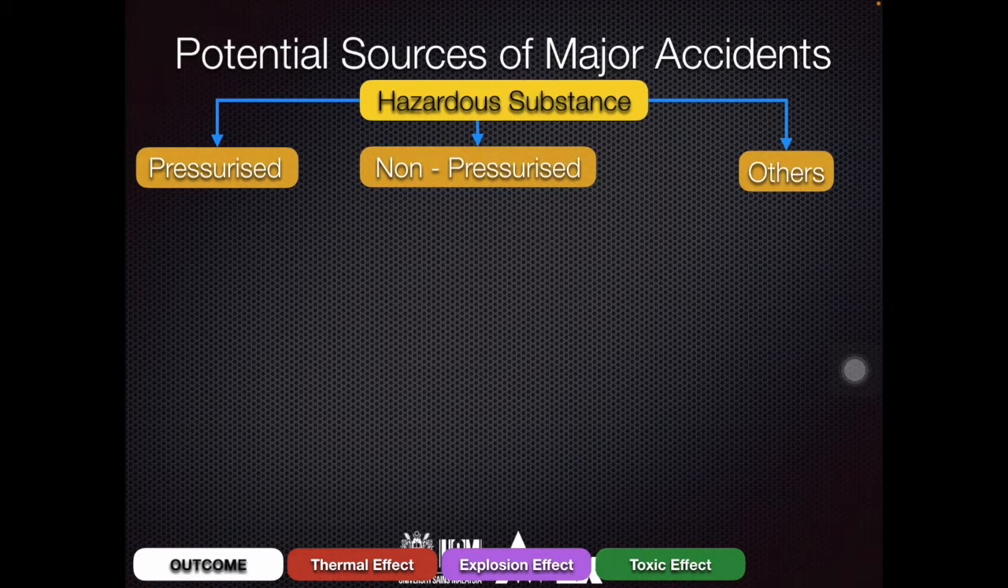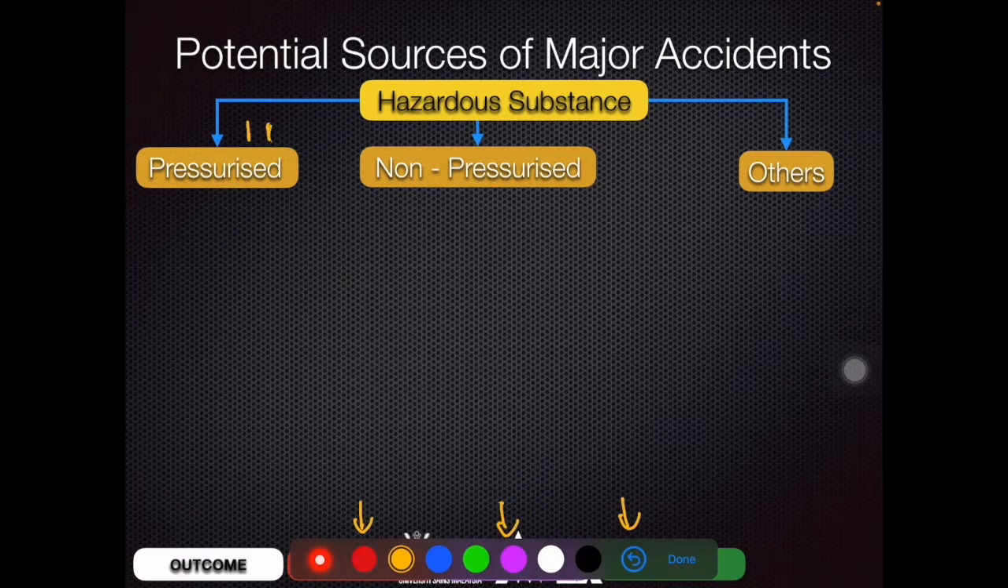A hazardous substance is stored in a facility in several ways. Normally, it is stored under pressurized or non-pressurized situations. A pressurized situation is normally above 1 bar. Our normal atmosphere is 1 bar, so a pressurized situation is above 1 bar. And for a non-pressurized situation, it's lower than 1 bar.